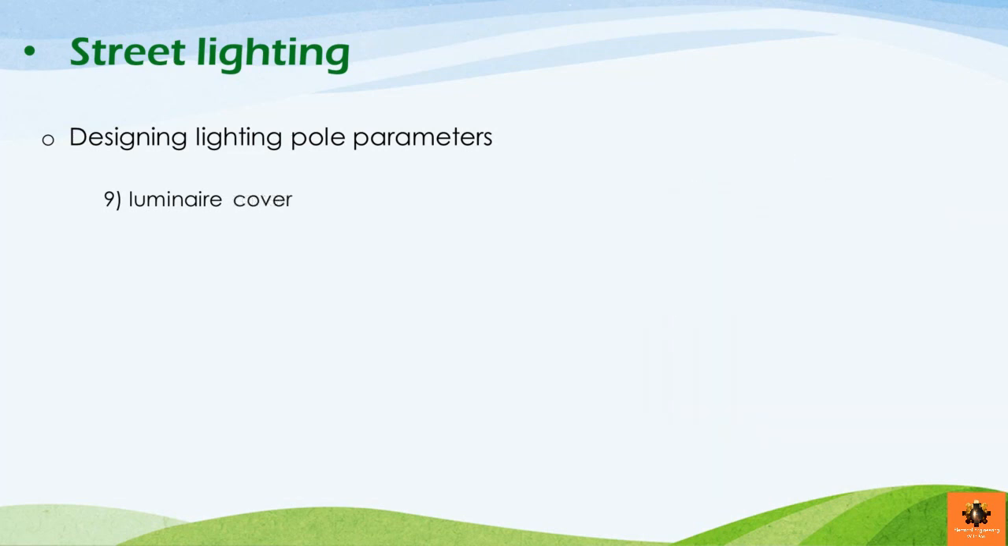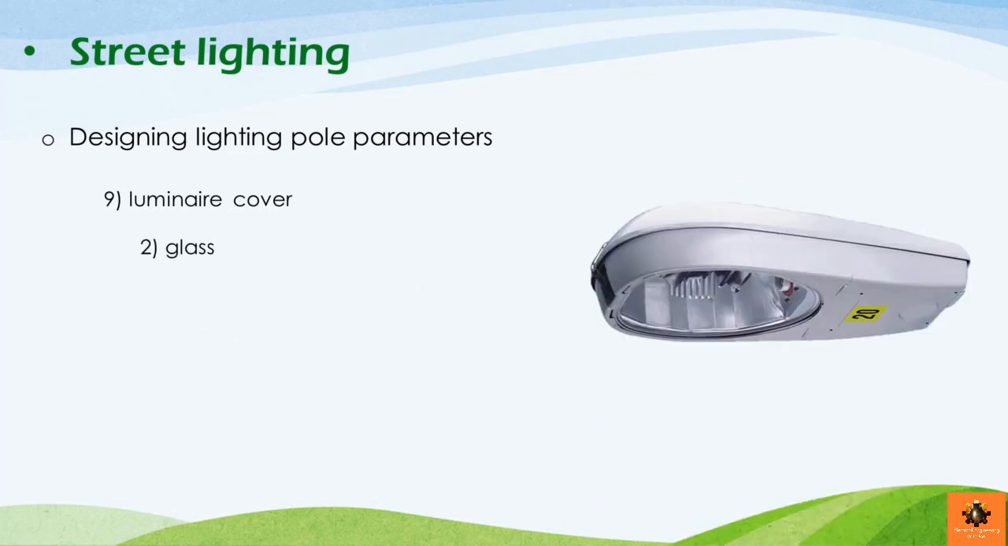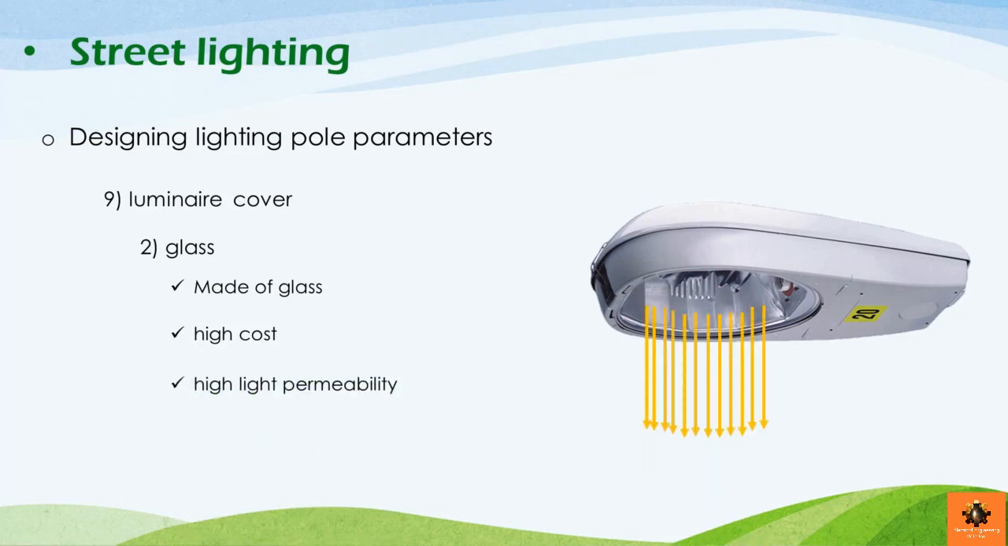Now the second type of covers we have is the glass cover. The glass cover is made of glass and it costs much more. So its disadvantage is that it's more expensive with respect to the plastic cover, but its advantage is that it has a higher light permeability. So the light permeability of the glass is higher than the permeability of the plastic.